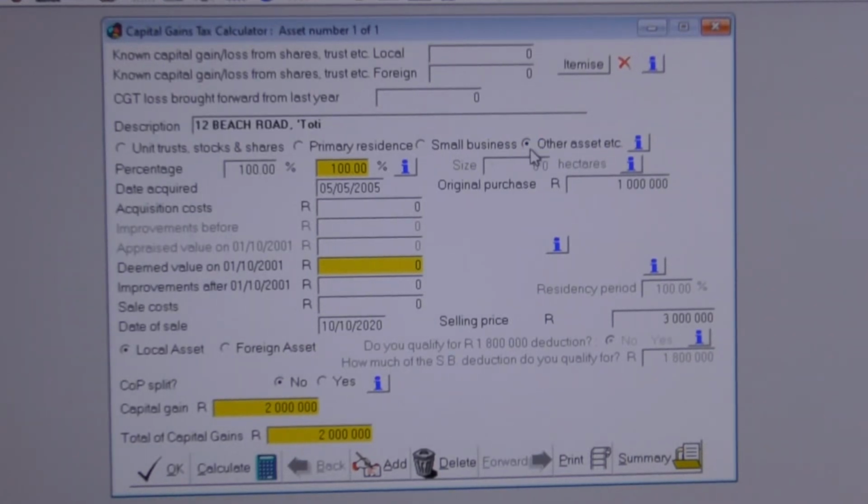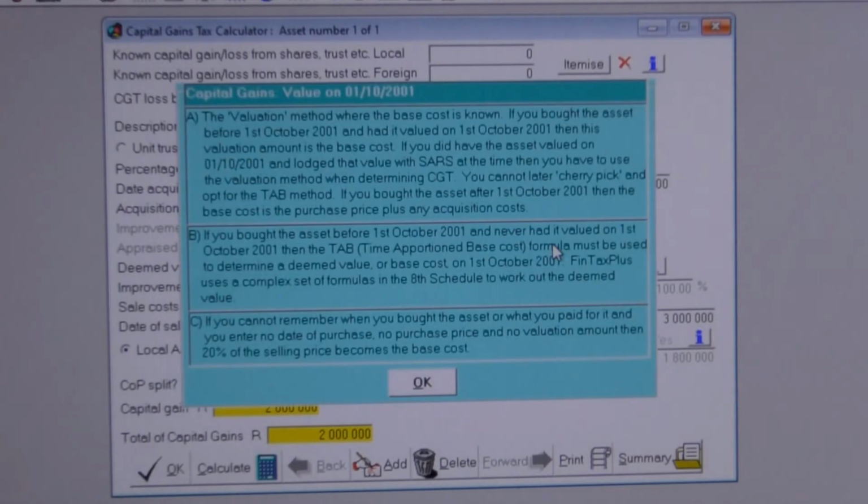Different exclusions and exemptions apply to the disposal of different types of assets. So the nice thing about this calculator is that we can simply select the different type of asset by clicking on these buttons, and all the appropriate laws will be applied. You can see that we have selected this particular asset as an other asset, as it is a second property as opposed to a primary residence or a small business sale. I would urge you to click on these I for Info buttons, which will bring up text screens with very useful information.